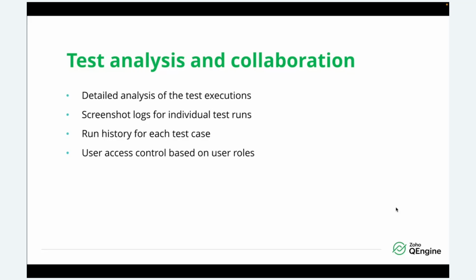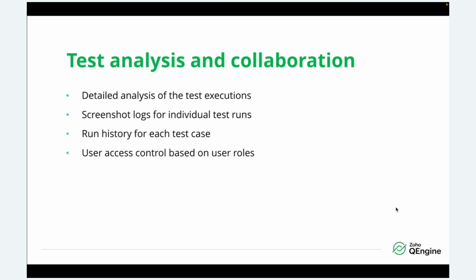And also, Zoho QEngine gives you access to the run history for each test case. Let's say there is a particular test case and it is failing multiple times. You might want to check the run history to see what the particular issue is, so that you can rectify it or discuss it with the development team to take care of that test case.